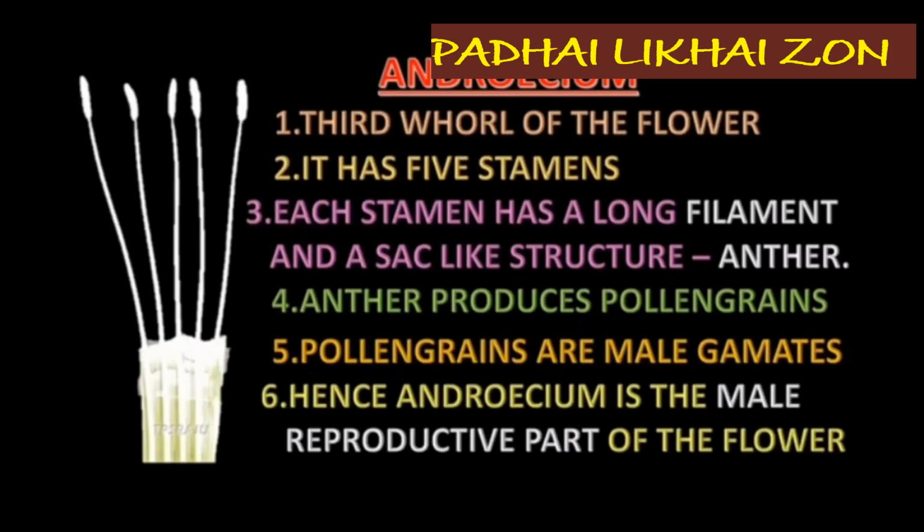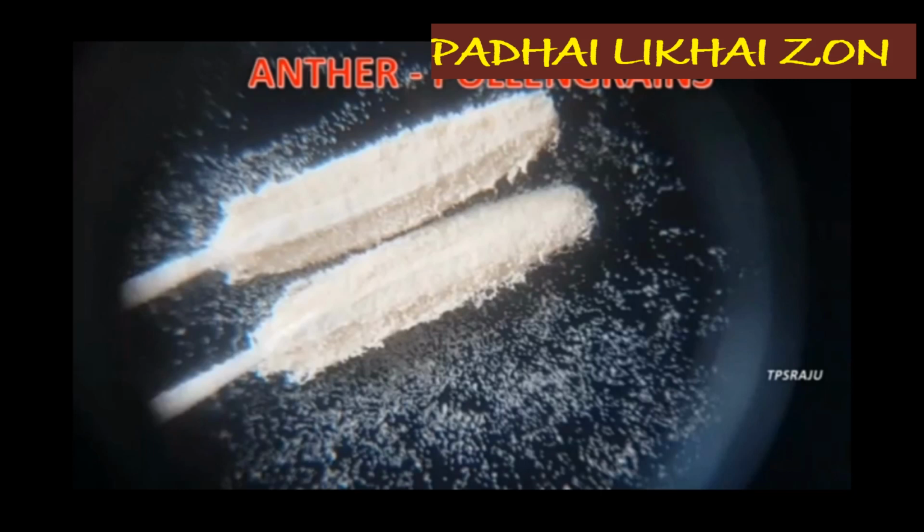Children, this is androecium, the third whorl of the flower. It has 5 stamens. Each stamen has a long filament and a sac-like structure called anther. Anther produces pollen grains. Pollen grains are the male gametes. Hence, androecium is the male reproductive part of a flower.